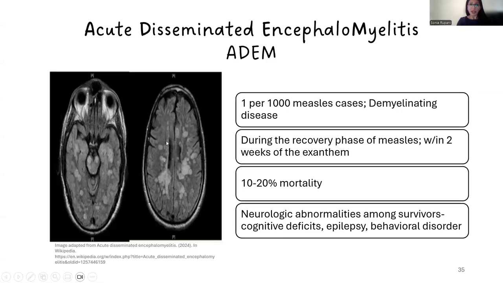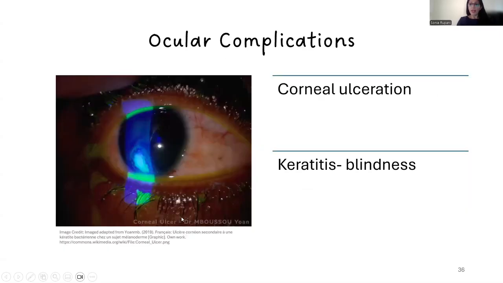So again, if you see over here, this is ADM seen in a patient, and you see multiple lesions all across. So corneal or ocular complications seen with measles, we don't see that many here in the United States, but I was looking at cases outside internationally, and there are so many cases where patients had measles and then became permanently blind. So keratitis is one of the common reasons why patients are blind, and this is permanent vision loss, and this is because of measles, which we have a vaccine to prevent. But corneal ulceration and keratitis are complications of measles.